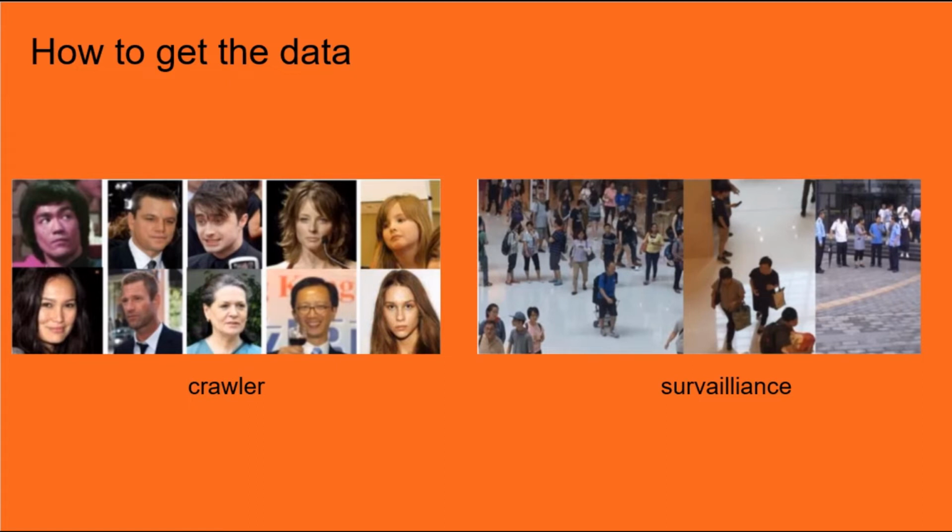Let me introduce two methods to get the data, because we need to train the model. So we need to have a dataset, or we take some methods to get the data. The first method is to get the photos online. We can use Python and a crawler. And the second is we can use a surveillance camera directly. We can get the images frame by frame. So these are the two main ways.